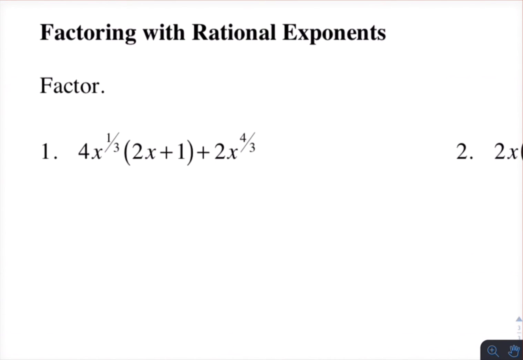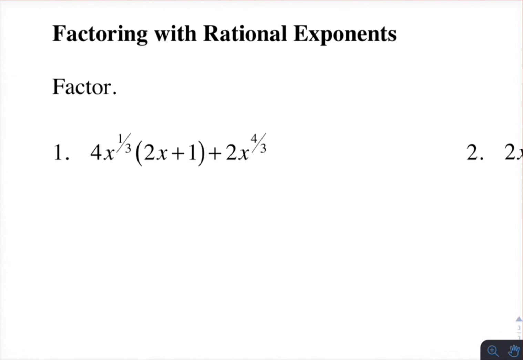So remember that when we're factoring, we take out common factors, and we want to use the exponent that is the least. So in this example here, we're going to take out a 2x to the 1/3, because 1/3 is less than 4/3. And what I'm going to be left with is a 2 times a 2x plus 1 plus a 2x. Now how did I get 2x? Well, remember that when we're factoring out, we're going to subtract exponents. So 4/3 minus 1/3 gives me 3/3, which is 1. So I basically get x to the 1.